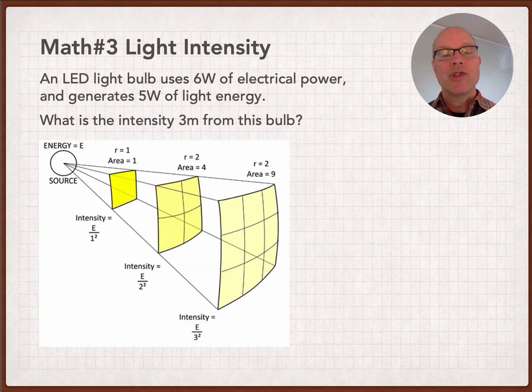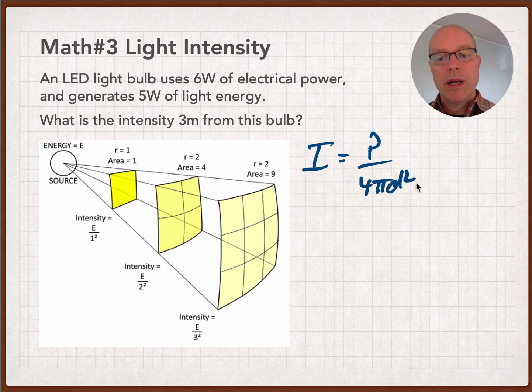So if you remember when we talked about sound, we said that if you had a loudspeaker and sound went to fill up a space, it would fill up bigger and bigger areas, and the sound intensity followed a formula like this: I equals P over 4 pi d squared. This formula works exactly. The only thing you have to keep track of in a problem like this one is just to read it. A light bulb uses 6 watts of electrical power and generates 5 watts of light energy. So the number that we want for P, the power, is this one. It's the light energy that actually leaves the light bulb and spreads out into space.